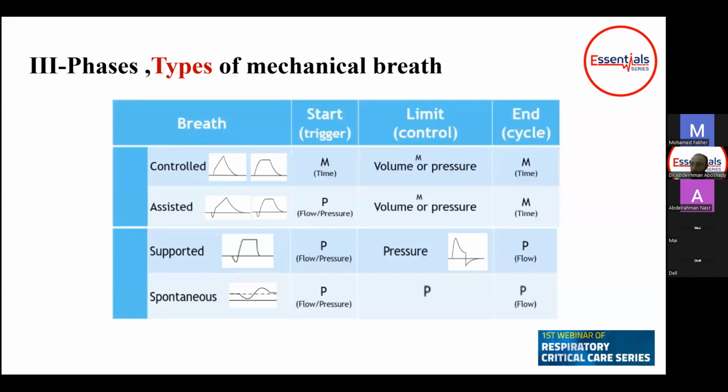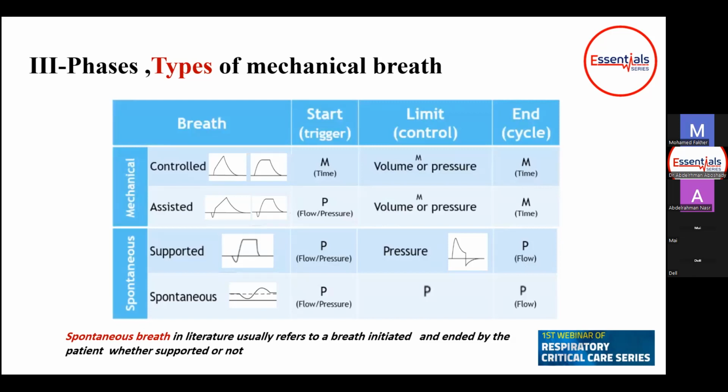For the sake of classification and medical literature, the controlled and assisted breaths are called mandatory breaths. So any breath that the ventilator cycles and controls its time is called a mandatory breath. And any breath that the patient starts and ends is called a spontaneous breath. So when we call a breath spontaneous, we refer to a breath that is initiated and ended by the patient, either supported or completely spontaneous. So the first 2 breaths, the controlled and the assisted, are called mandatory breaths, and the second 2 breaths are called spontaneous breaths, either supported or spontaneous.